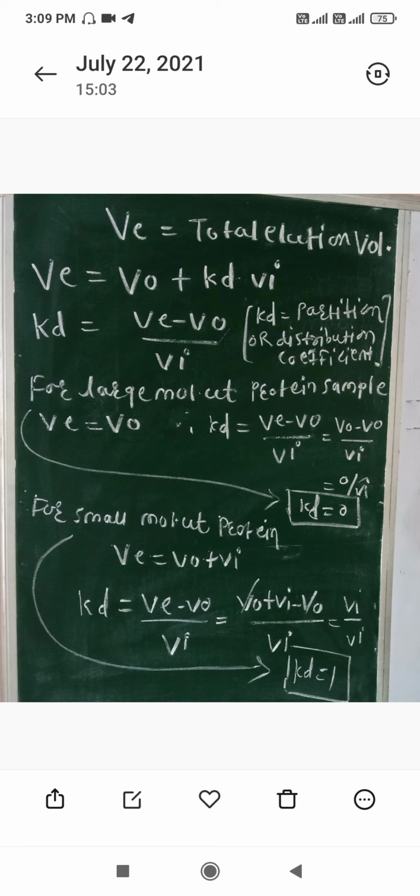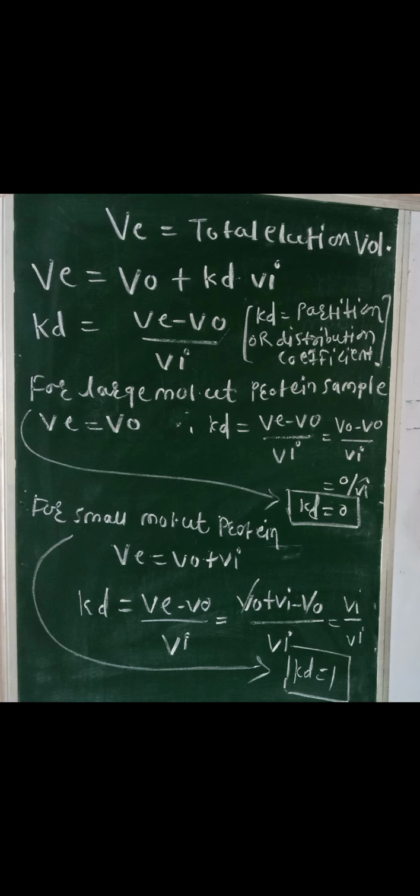The volume of mobile phase required for elution of the two different samples present in the mixture is V, the total elution volume. V is equal to V0 plus Kd into Vi. To calculate the value of Kd, the distribution coefficient or partition coefficient, the equation becomes V minus V0 divided by Vi.